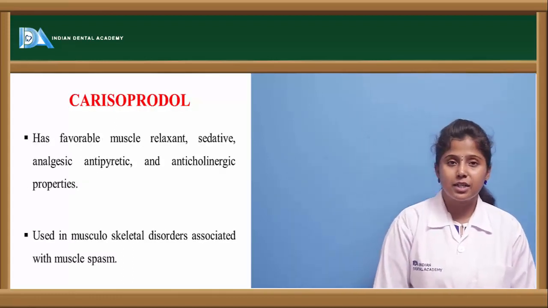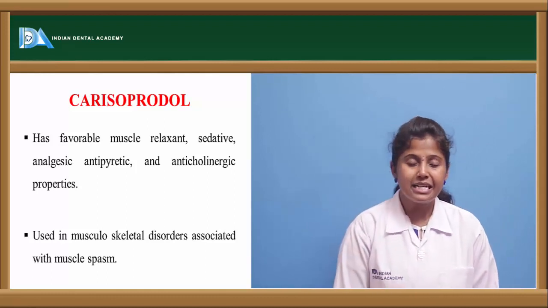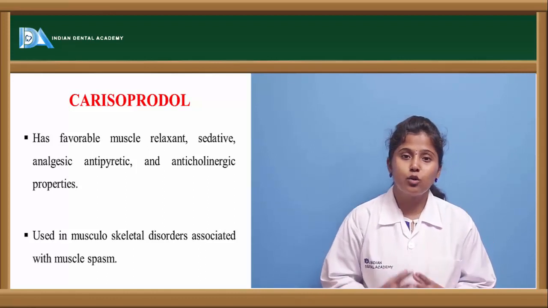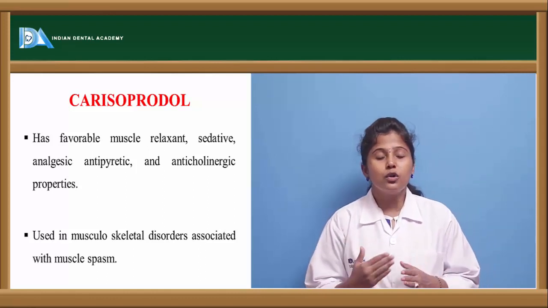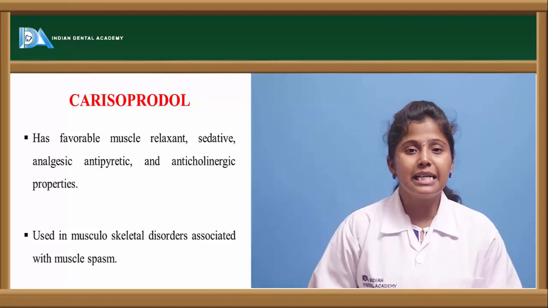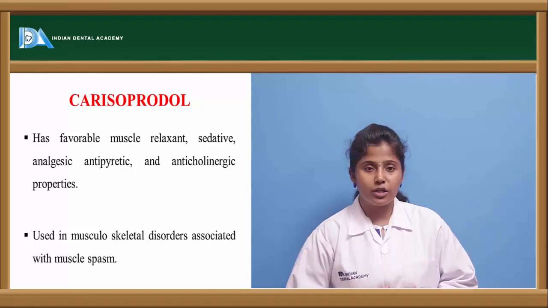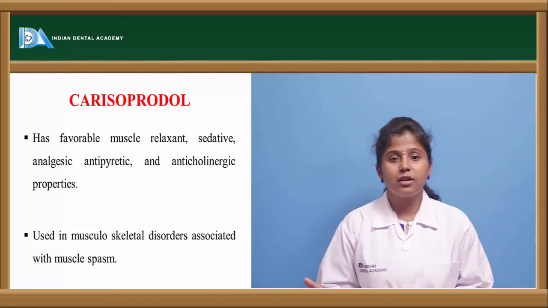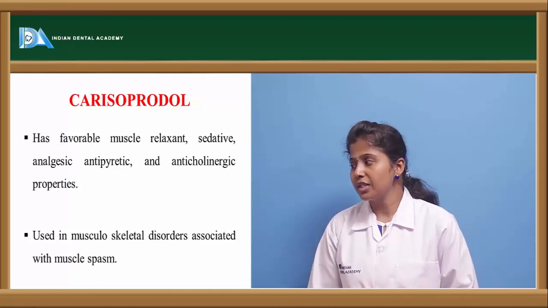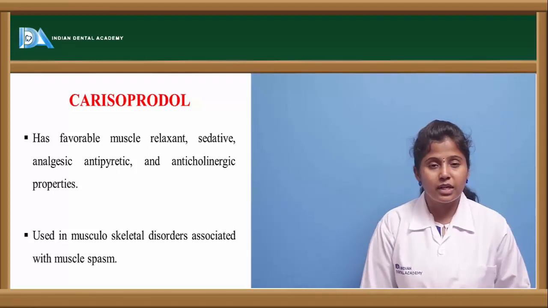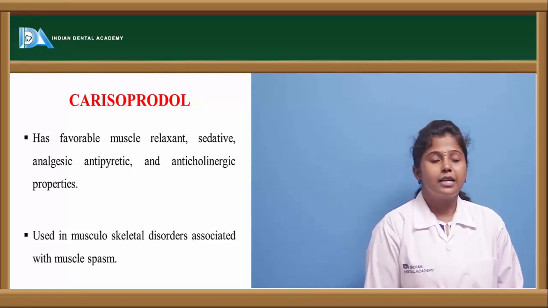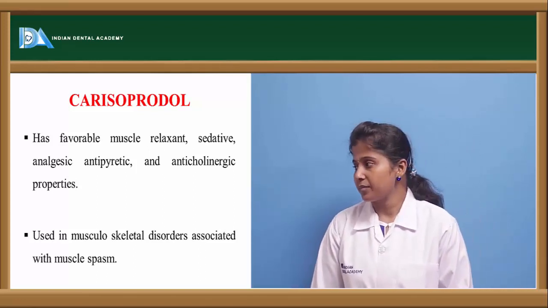The other drug is carisoprodol. Carisoprodol is an analog of mephenesin, and it is a good, favorable muscle relaxant. Not only relaxing the muscle, it also produces sedative effect, analgesic effect, antipyretic effect, as well as anticholinergic properties. As it is a developed form of mephenesin, it has all these effects, and it is used in musculoskeletal disorders. If there are any disorders like muscular dystrophy, then this drug is used as the drug of choice, and it is even used to relieve muscular spasm.